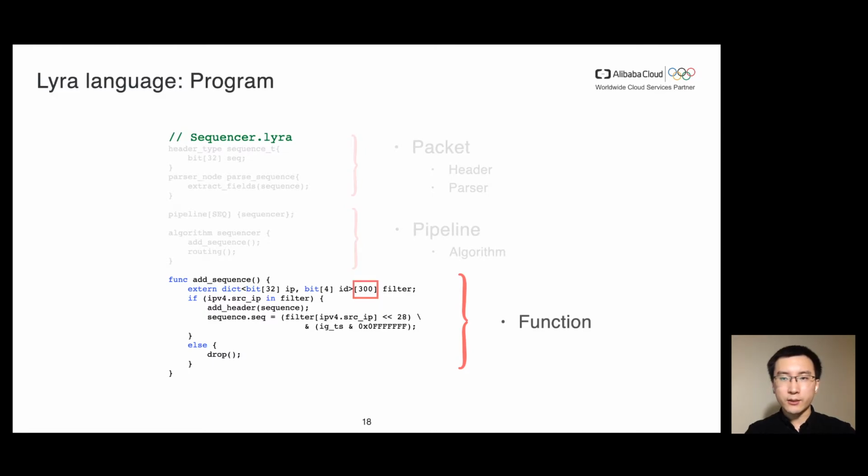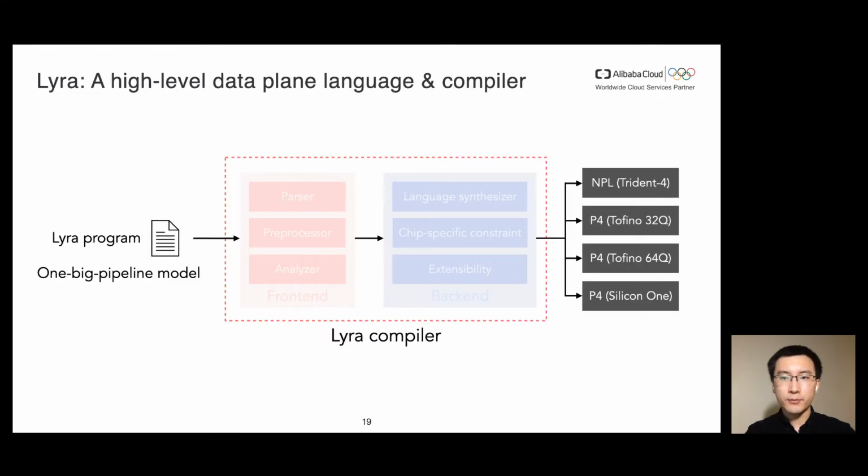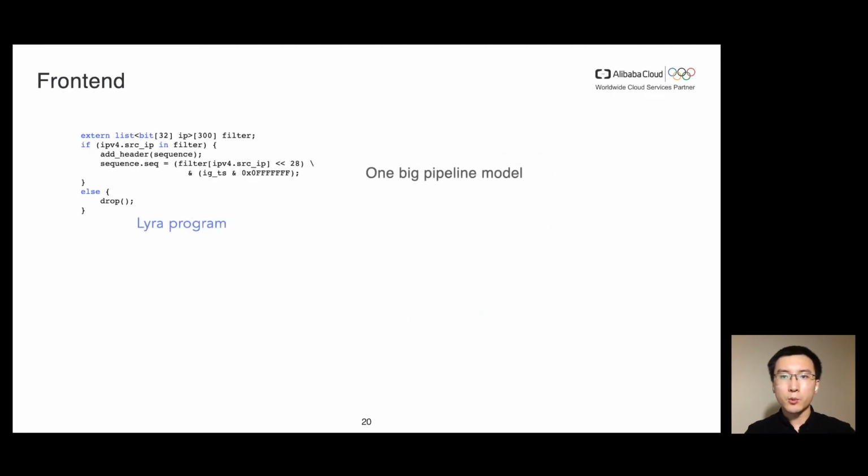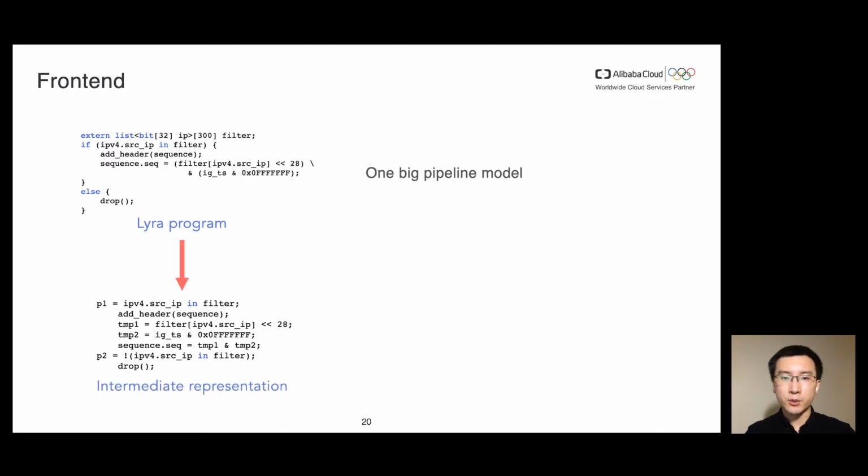Now, since the program is written, let's take a look at how Lyra compiles the program. The compiler has two components, front-end and back-end. We first check the front-end, which parses the input and runs pre-processing and analysis so that the backend can further process the program. Here is the Lyra program we wrote previously atop the one big pipeline model. The front-end parses and processes the input Lyra program and returns the intermediate representation of the program to the backend. The front end expands the complex statements into multiple simple statements, and replaces the branch conditions with a predicate, which indicates when the statements under the predicate are executed.